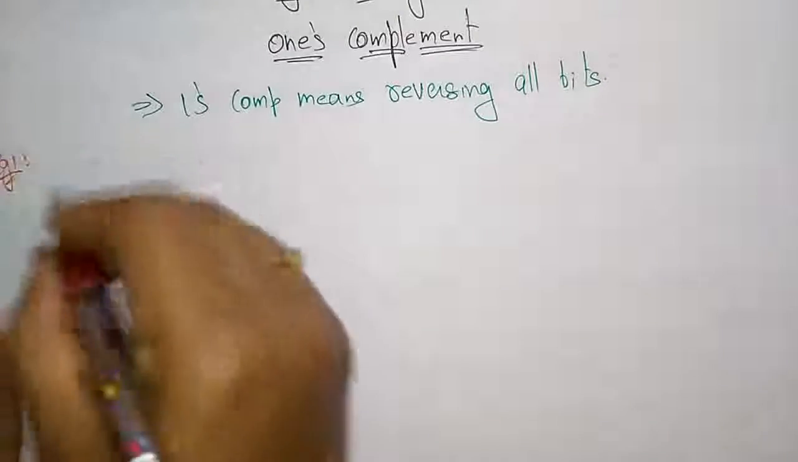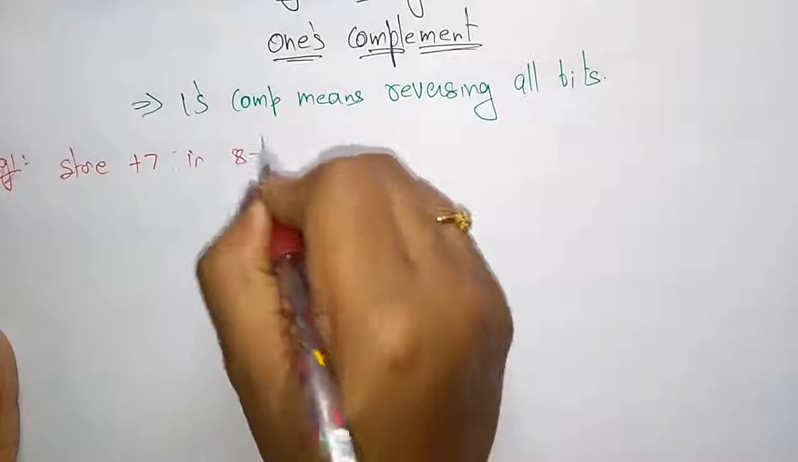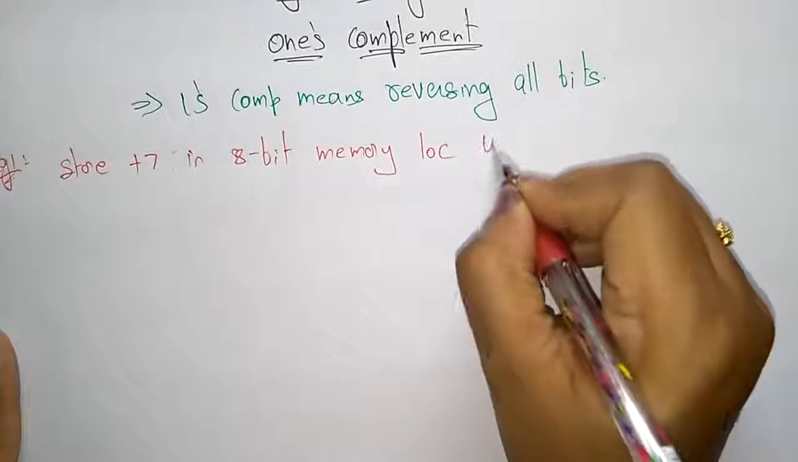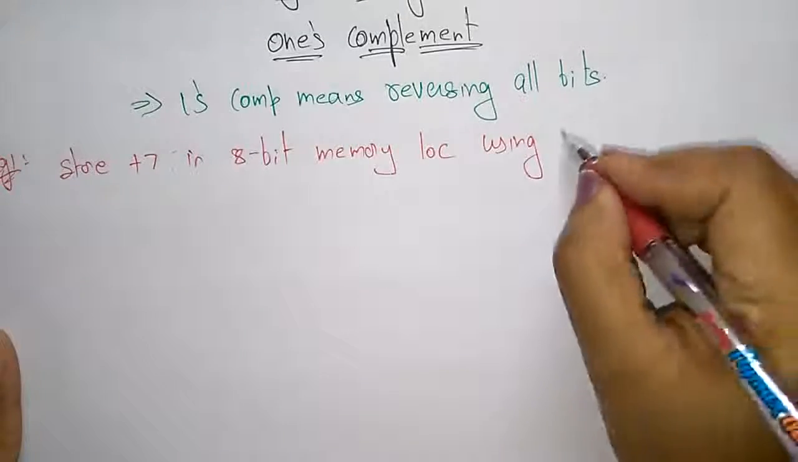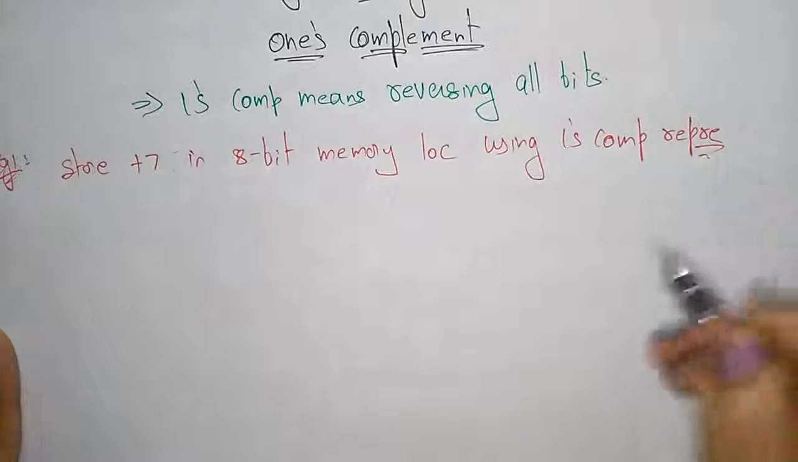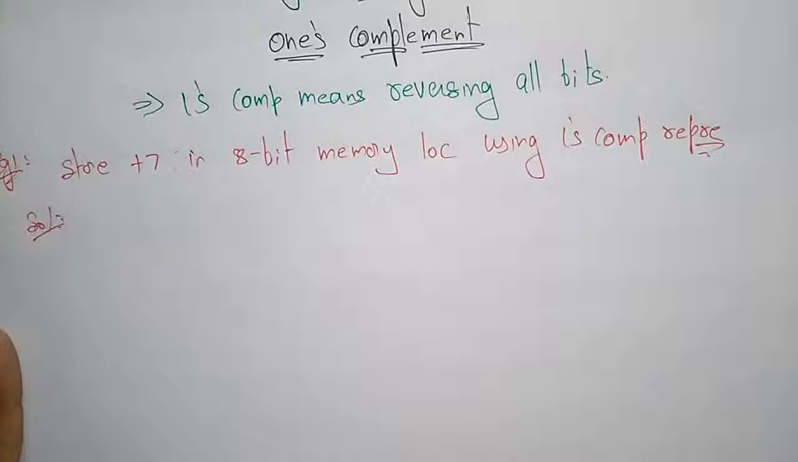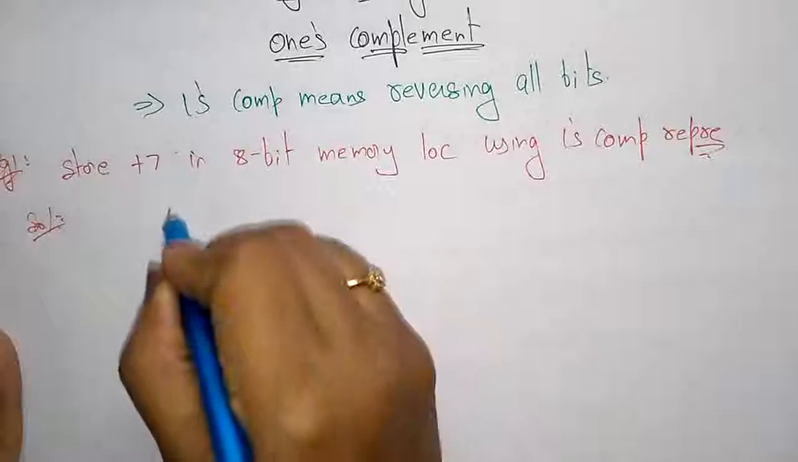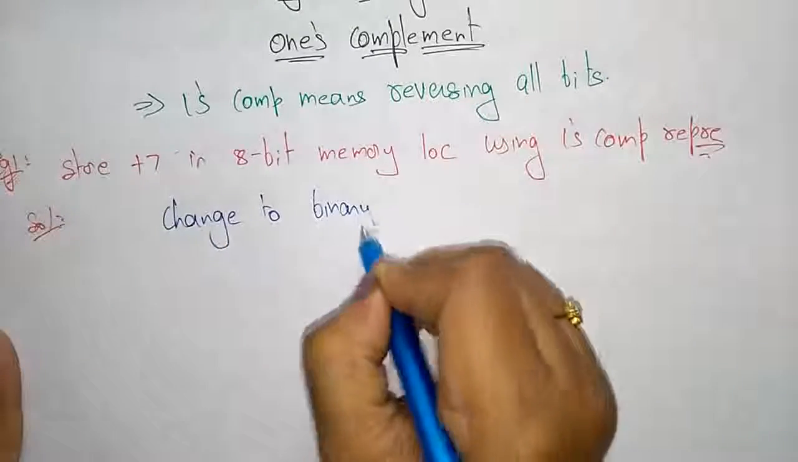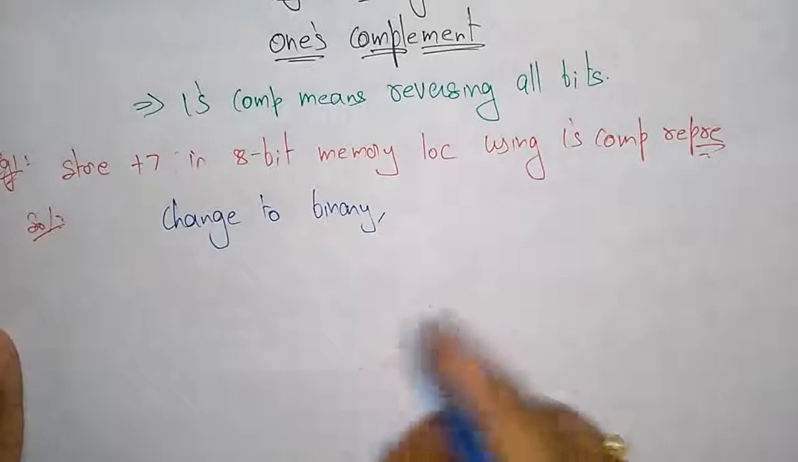Example 1. Store plus 7 in an 8-bit memory location using ones complement representation, not sign magnitude. The first step is to change the number to binary. Whatever decimal number is given, first change it to binary, because the system can understand only binary numbers.